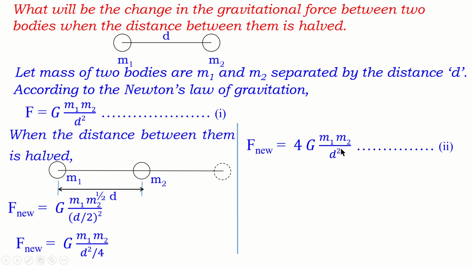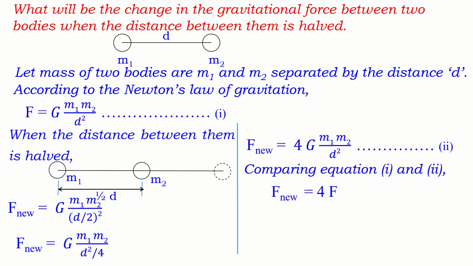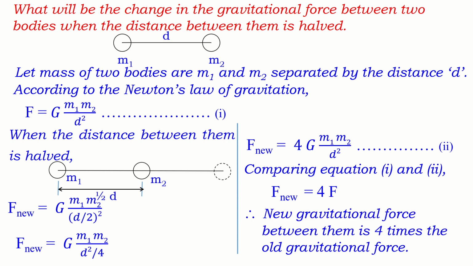In place of G m1 m2 by d square we can write F. That's why, comparing equations 1 and 2, we can say F new equals 4 times F. It means when the distance is halved, the gravitational force increases by 4 times. Therefore the new gravitational force between them is 4 times the old gravitational force.